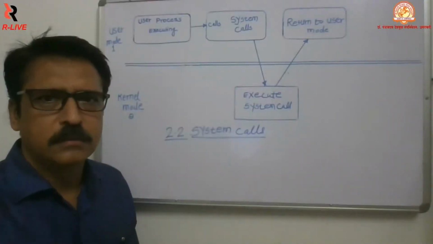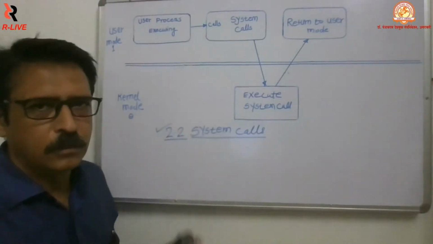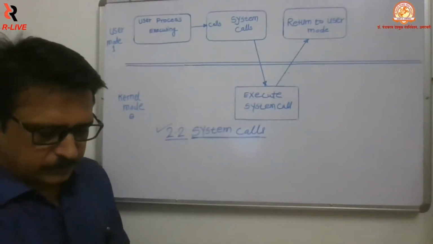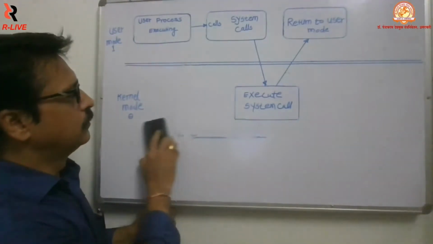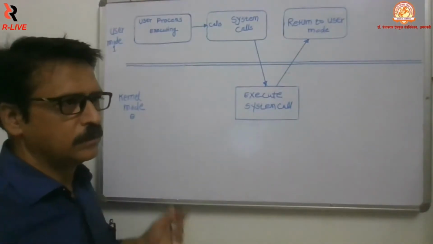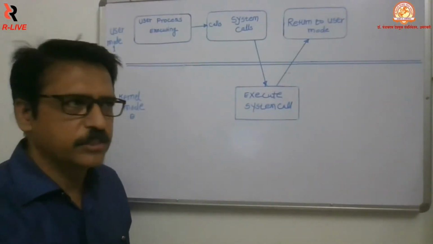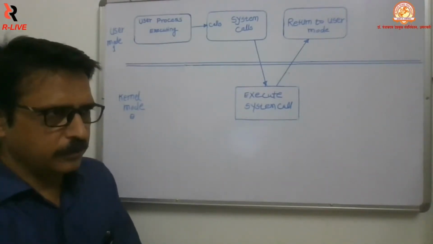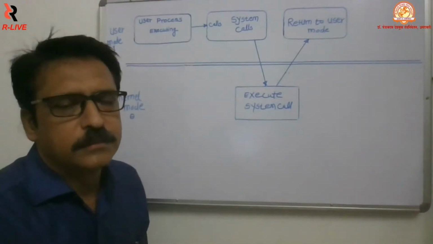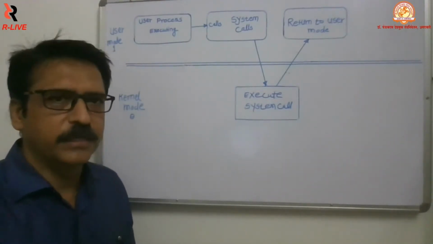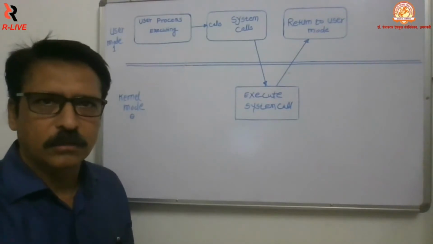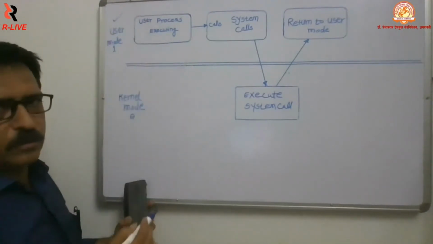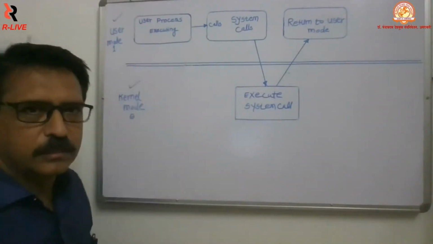The next topic is system call. Before starting system calls, let us see the two modes of operations in the operating system. These two modes are used to make the operating system work correctly. So there are two modes: first is user mode, another is kernel mode.